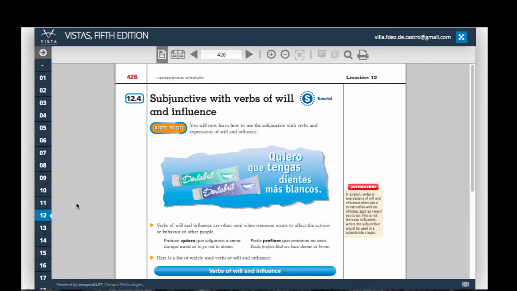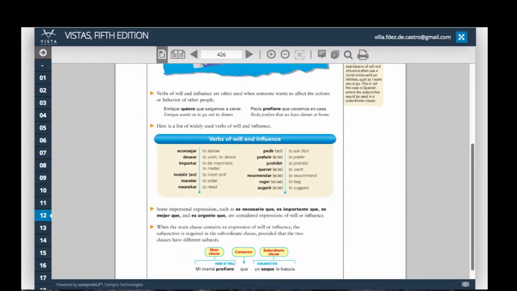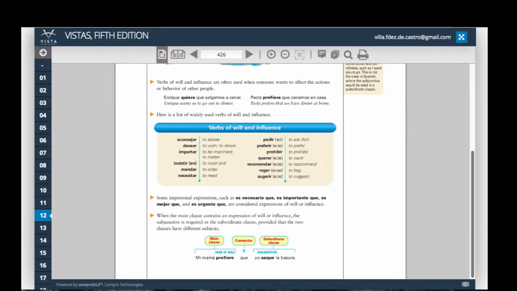The next point of grammar is an explanation of one of the uses of subjunctives a little more in detail. It is the subjunctive with verbs of will and influence. So it's one of these structures that I was telling you about: a subordinate clause, where verbs of will or influence are expressed in the main clause and the connector que follows that main clause. A subjunctive will continue in the subordinate clause.